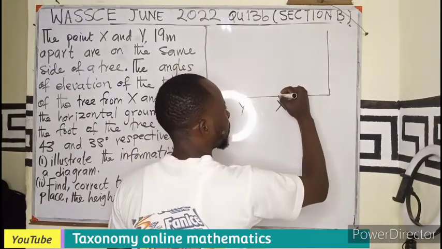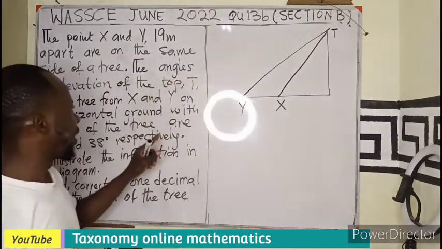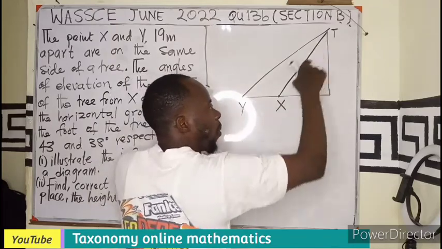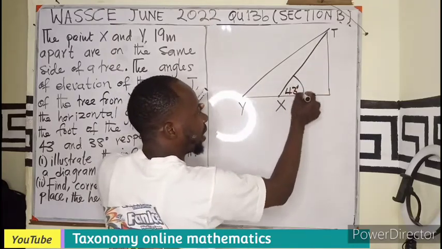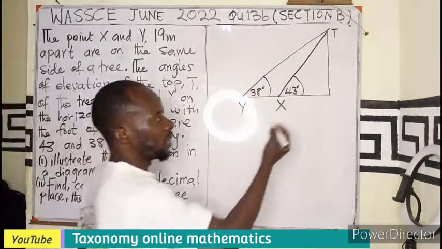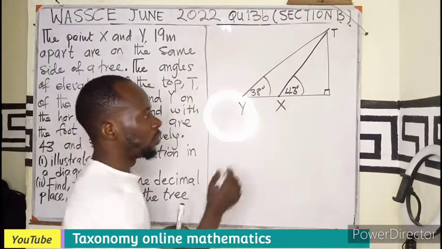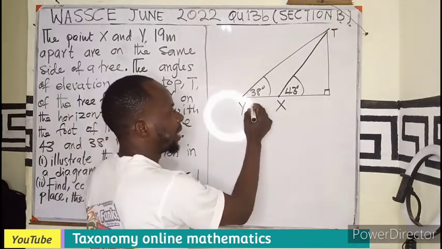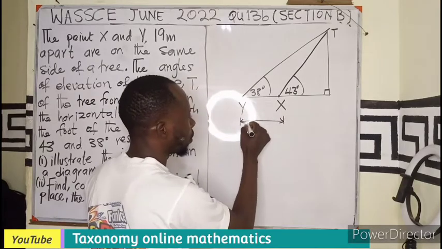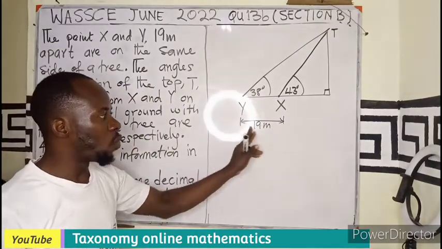So to connect that, this is the point T, the top of the tree. The angle of elevation of X to the top T is 43 degrees. Then this will be 38 degrees. We know that the tree will be perpendicular to the ground, so it forms an angle of 90 degrees. We are saying that X and Y are 19 meters apart, so from X to Y is 19.